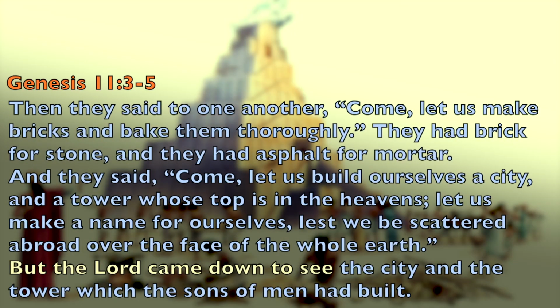Genesis chapter 11, verses 3 through 4 says, "Then they said to one another, 'Come, let's make bricks and bake them thoroughly.' And they had brick for stone, and they had asphalt for mortar. And they said, 'Come, let us build ourselves a city and a tower whose top is in heaven.'"